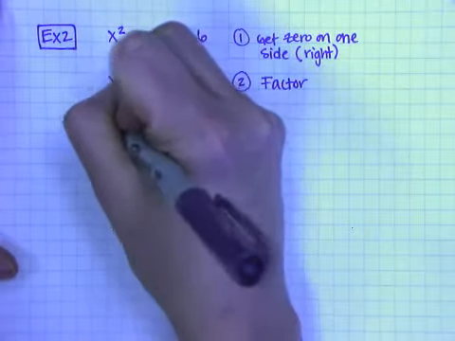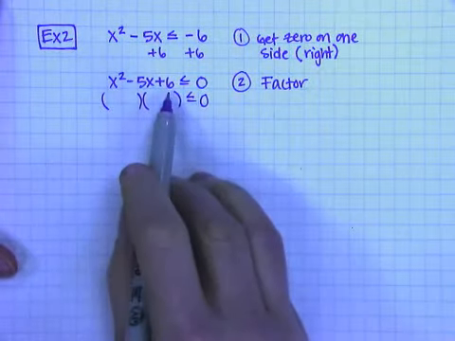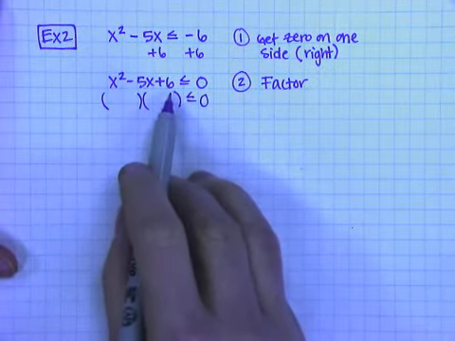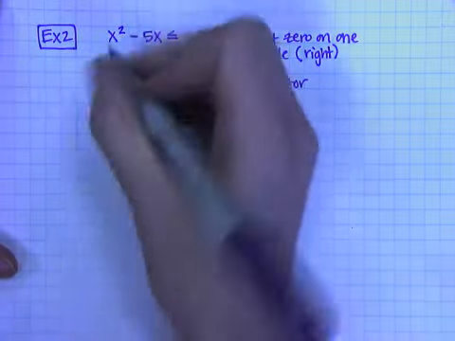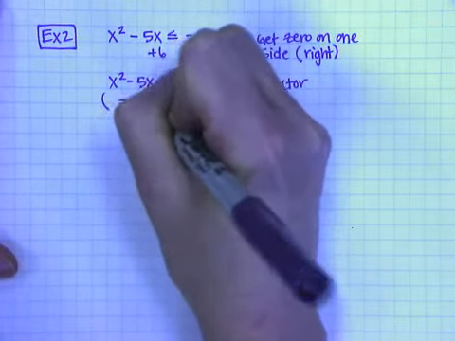So let's see, we get two things that multiply to 6. So what times what is 6? Well, it's probably 2 and 3, I think. And then I need them to add up to a negative 5, so they're going to both be a minus. So a minus 2 and a minus 3.